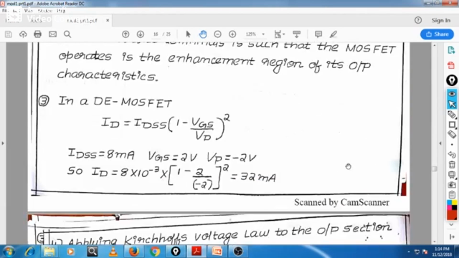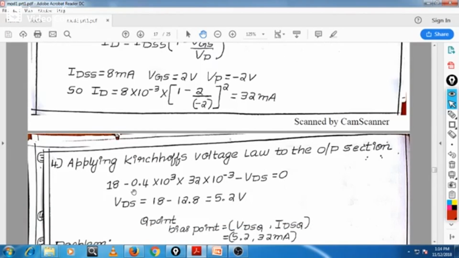Now applying that law, you can see here 18 minus ID, where ID is nothing but this one, and RD is nothing but this one, minus VDS is equal to 0. In this equation, we know these quantities, but we don't know VDS. We have one unknown quantity, so you can solve this and you will get VDS is equal to 5.2 volt.